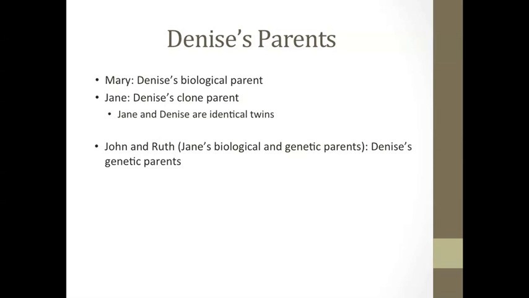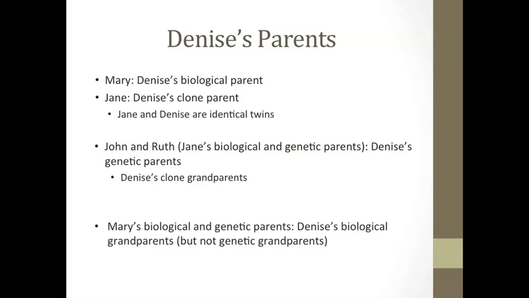Insofar as Jane is a parent of Denise, a clone parent, John and Ruth would also be grandparents to Denise, clone grandparents. To make matters more complicated still, since Mary is Denise's biological parent, her parents would be Denise's biological grandparents, even though their genetic material is almost non-existent in Denise.